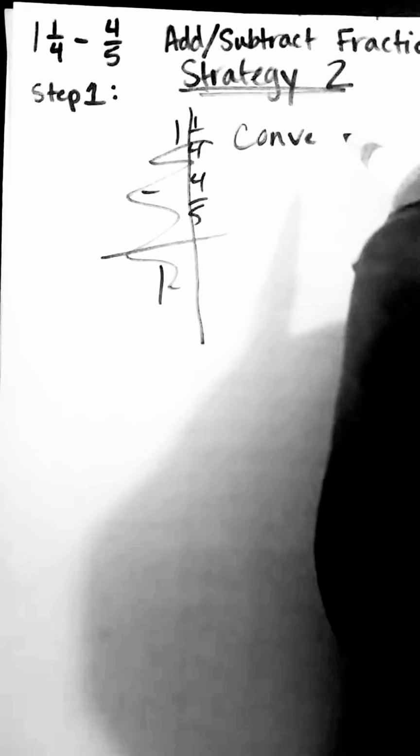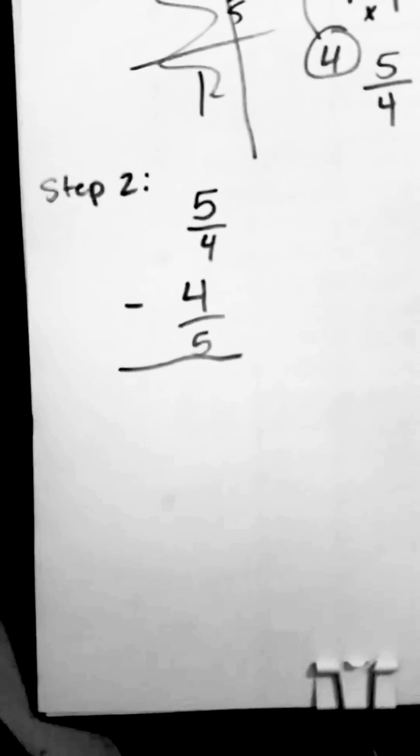So the first thing we would need to do is convert to an improper fraction, and then we can get started. Now, to convert 1 1/4 to an improper fraction, we would have to multiply and add. So 4 times 1 gives us 4. 4 plus 1 gives us 5. So our new numerator is 5. Our denominator remains the same. Now we have 5/4 minus 4/5. So once again, I had to clean this up in order for us to continue to our next step.